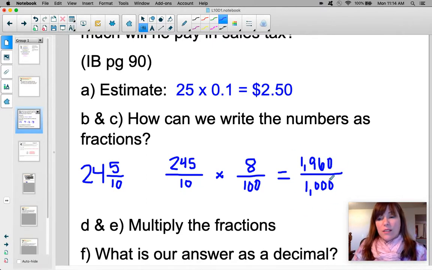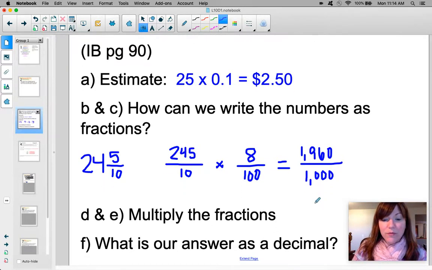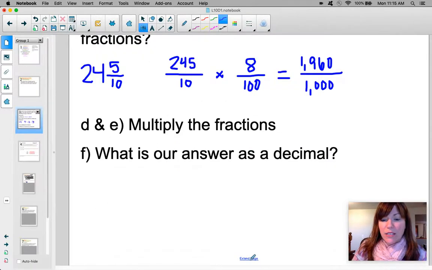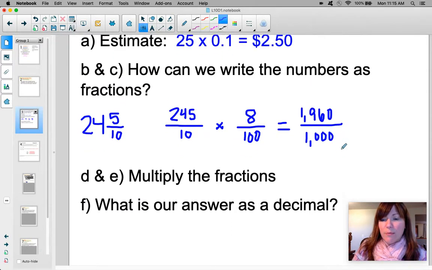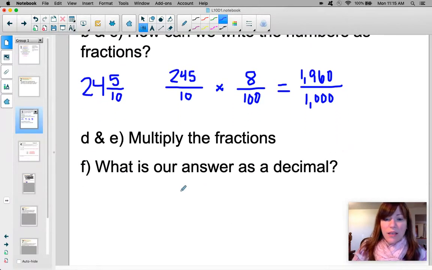So this is really our answer, however, it's in fraction form. So now we have to write that as a decimal. If the denominator is 1,000, just like we did up here, we can simplify this. The decimal point, instead of after the 0 in our numerator, is going to be moved over 3 places because we're dividing by 1,000. And we can also check that on a calculator.